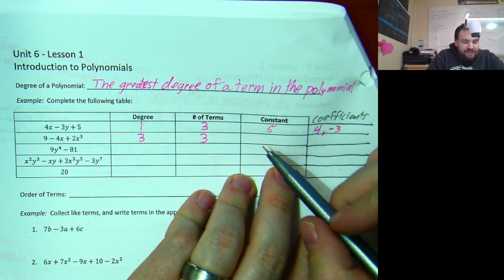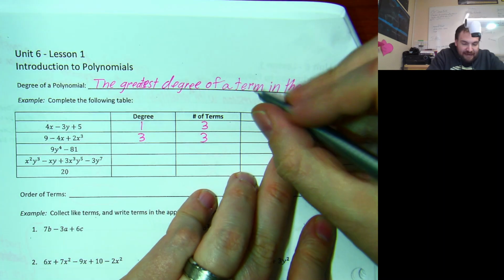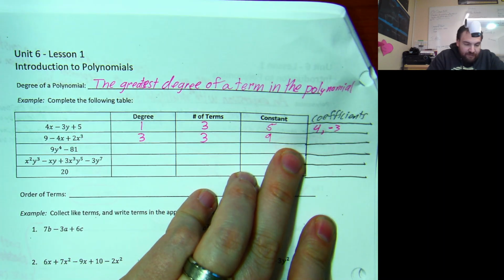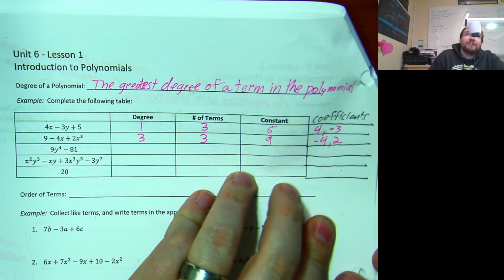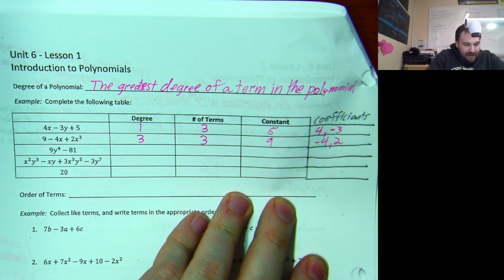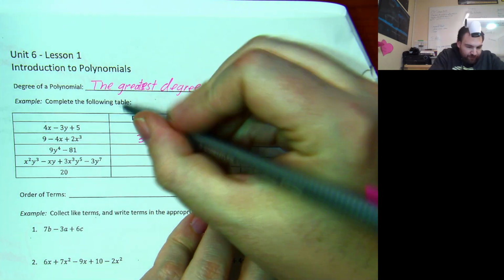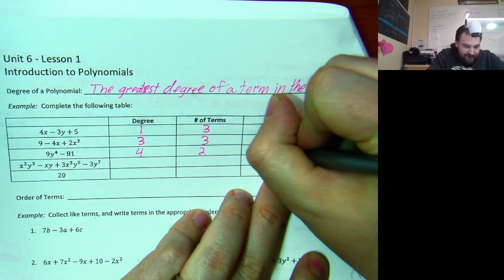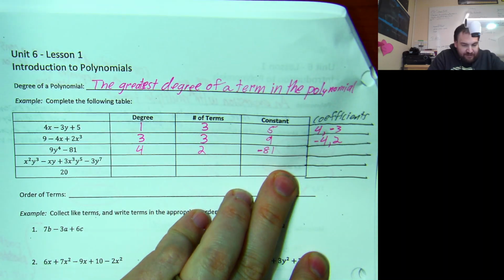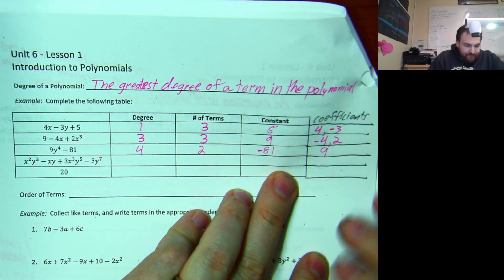The constant is, and my coefficients are negative 4 and 2. Love it. Also going to be useful for you tomorrow. The degree on the next one, what is it? It is 4. The number of terms are, so what kind of polynomial is it? It's a binomial. Cool. Constant is? It is negative 81, and my coefficient is 9. Love it.